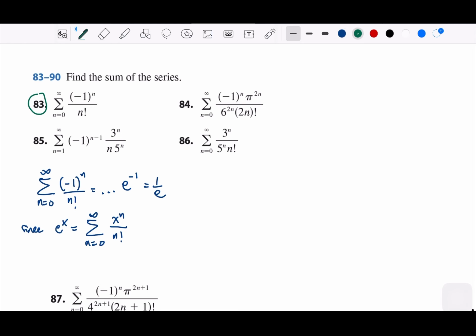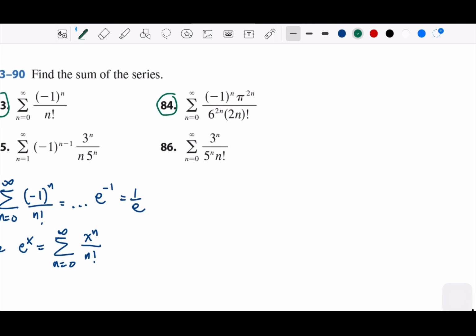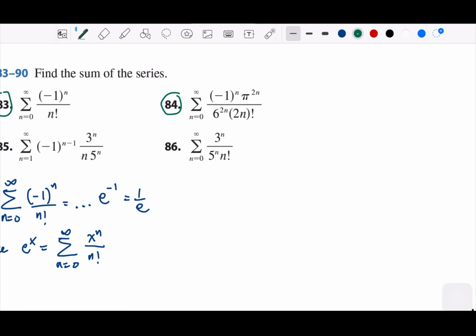And then let's look at 84. You have factorials here. So you need to get a glimpse of what kind of functions in their respective series have this factorial. They can be sine or cosine, right? It has 2n, so probably cosine. But now we have the 6 and pi with power of 2n. It means that maybe we need to combine this together to get a more simplified form.